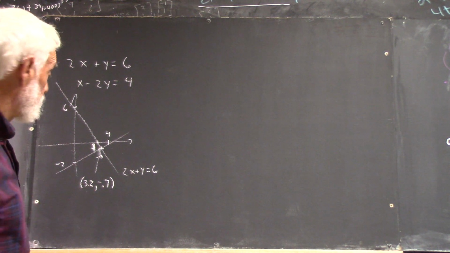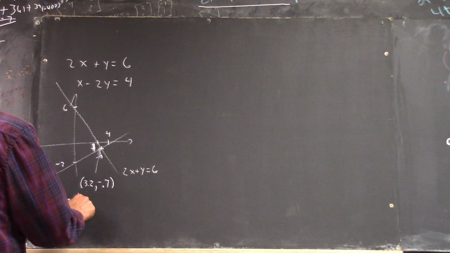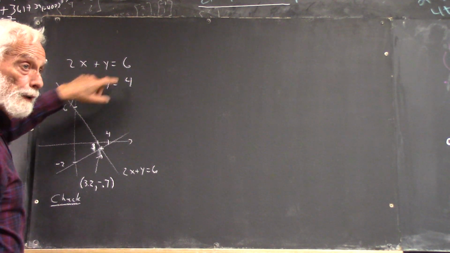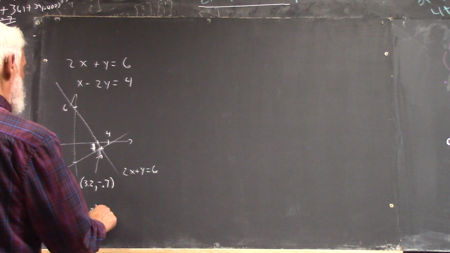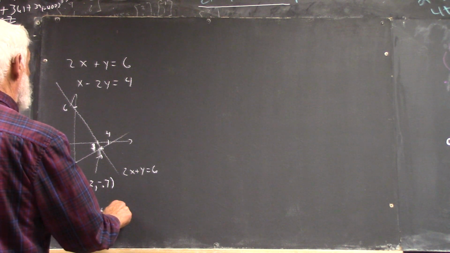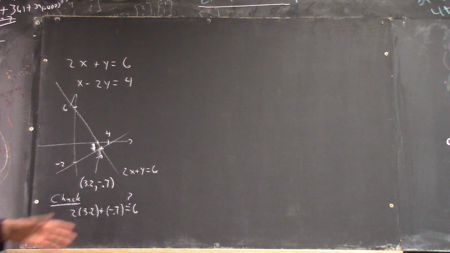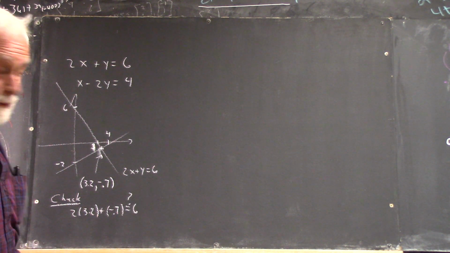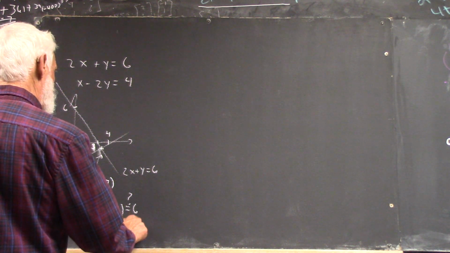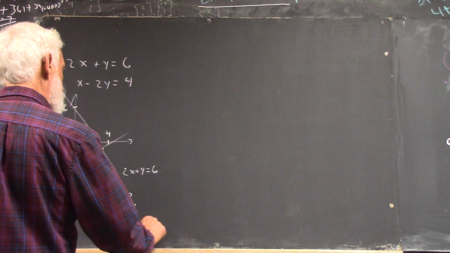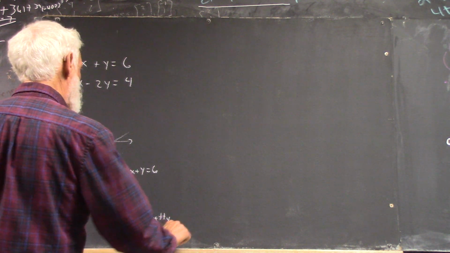Now we can check this. We substitute it into this equation. 2 times 3.2 plus negative 0.7 should equal 6. I don't expect this to come out exactly correct, but it's close because it comes out 5.7 equals 6. So that's pretty good. Okay?